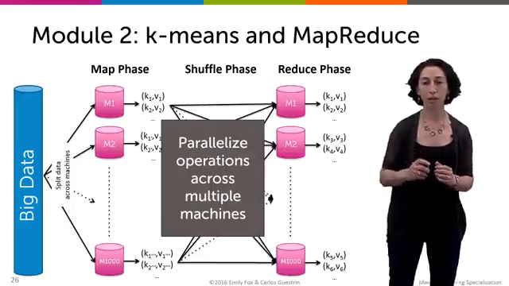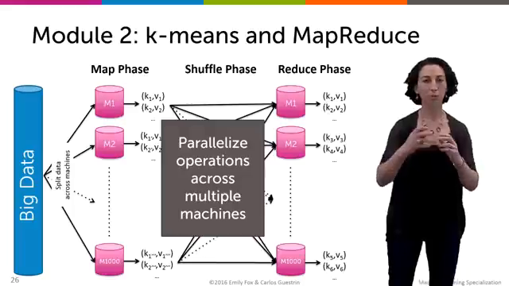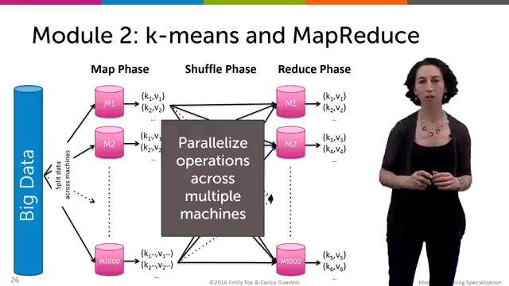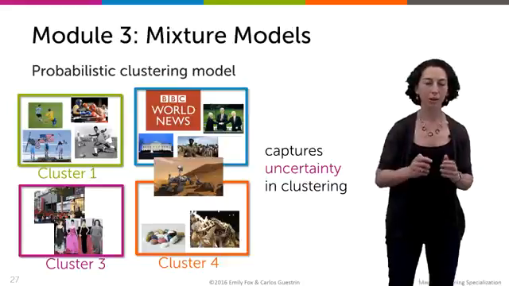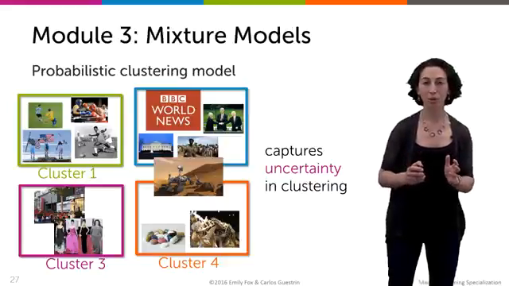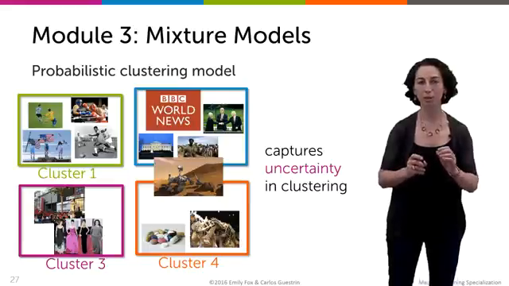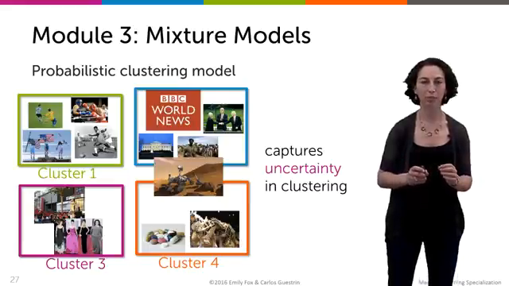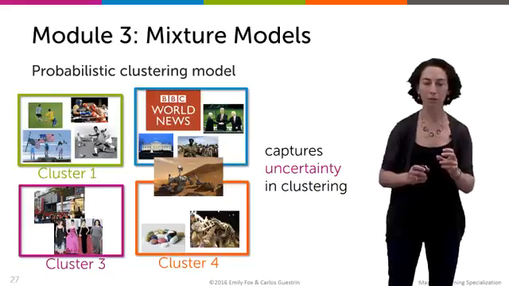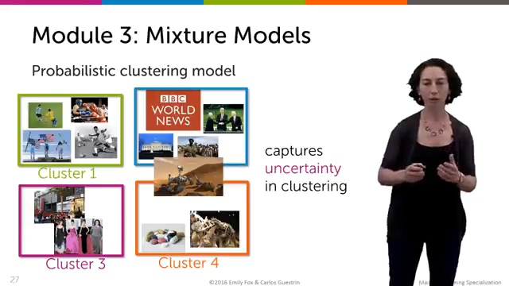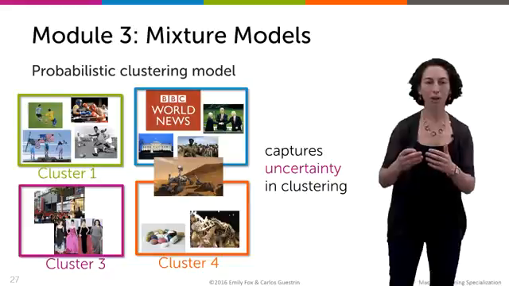And we're going to discuss the general MapReduce framework that can be used in a wide range of different settings, as well as its specific application to k-means. Then in our third module, we're going to turn to probabilistic models for performing clustering. And the goal here is to capture uncertainty in the cluster assignments that we're making. So for example, maybe there's an article where it's not really clear, is it about science or is it about world news?